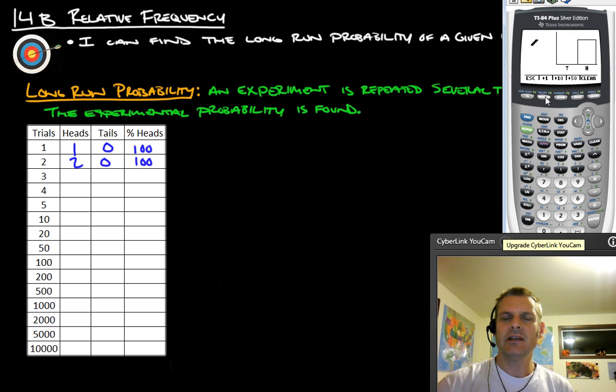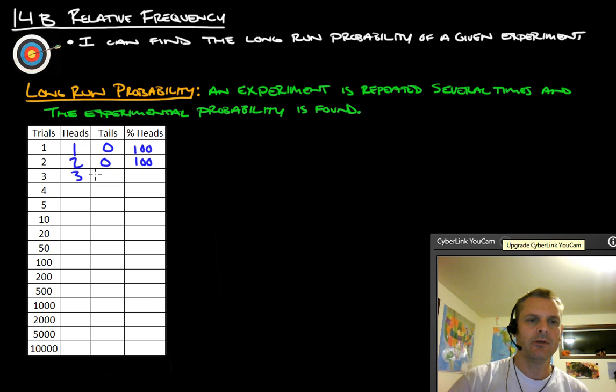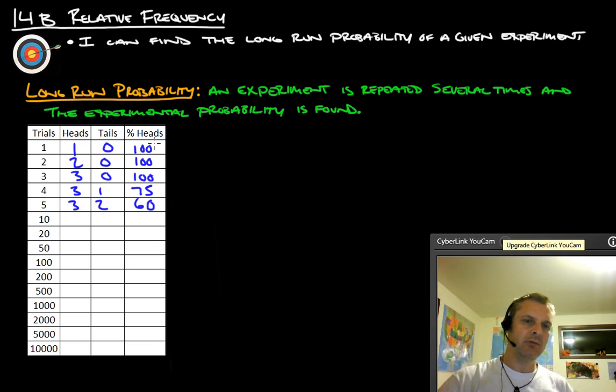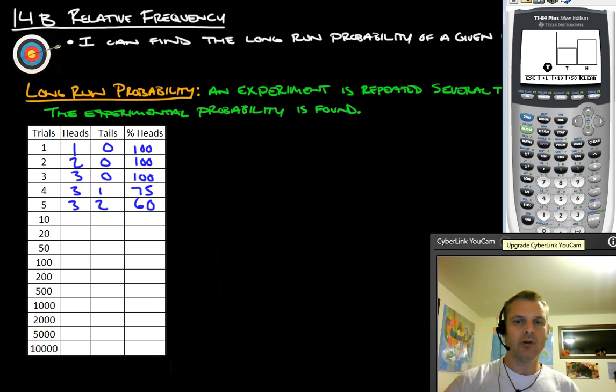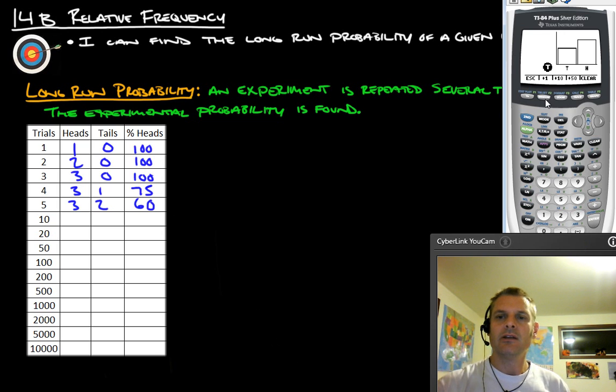Third one is heads, fourth one is tails, and the fifth one is tails. So we are 3, 0, 100%, and then 3, 1, that's going to be 75%. And then we're 3, 2, which gives us 60%. So as you can see, we're moving towards what we know to be true. It should be close to 50%, right? So we're getting closer there. The more trials we do, hopefully the closer we get. So let's get up to 10. We'll just click this 5 more times.